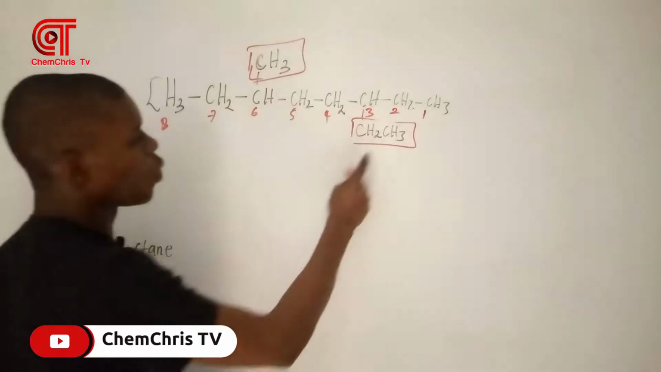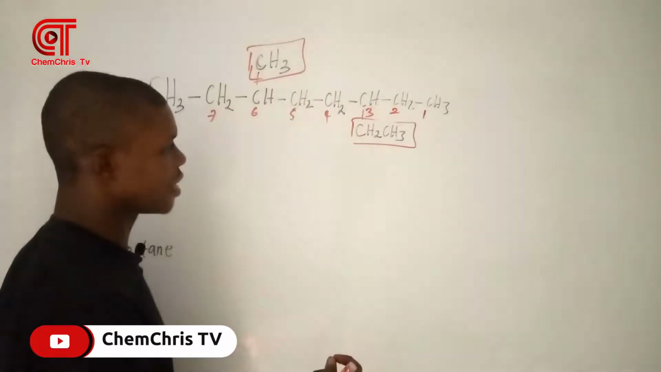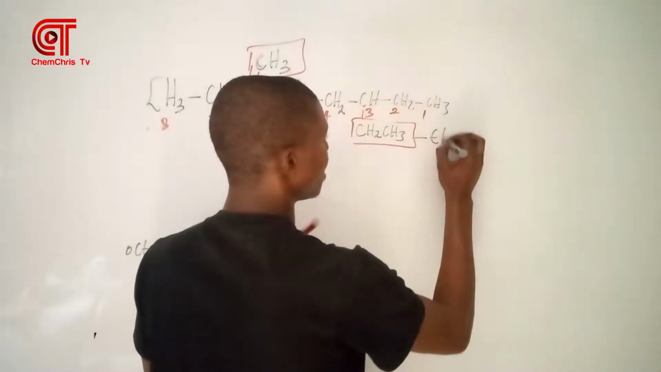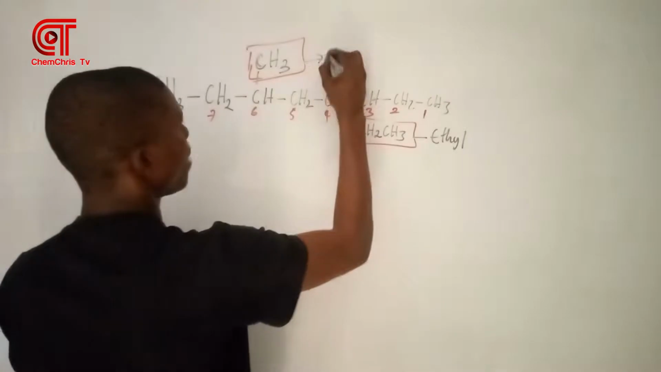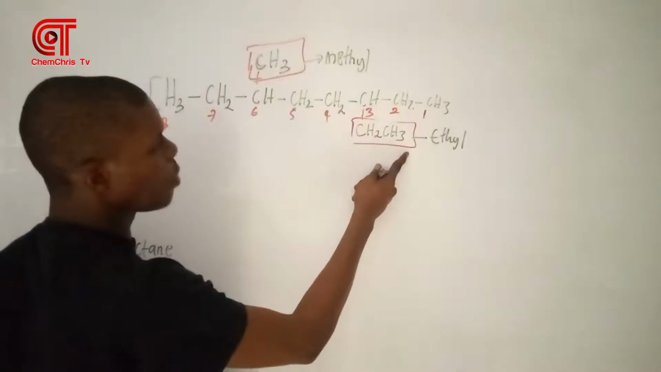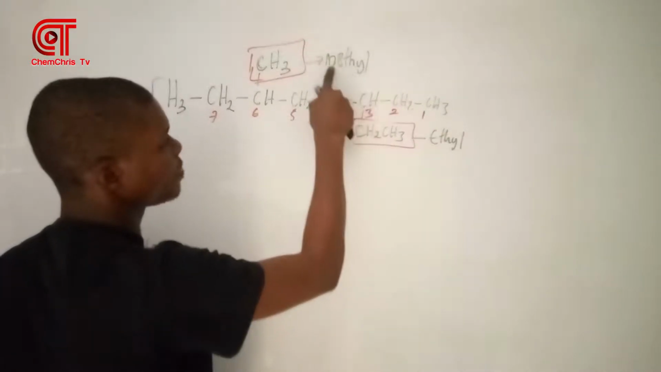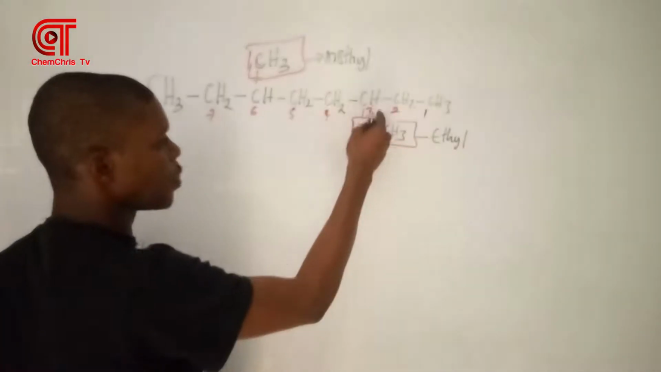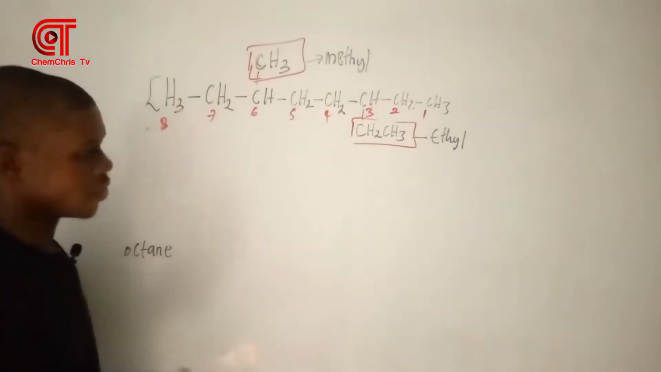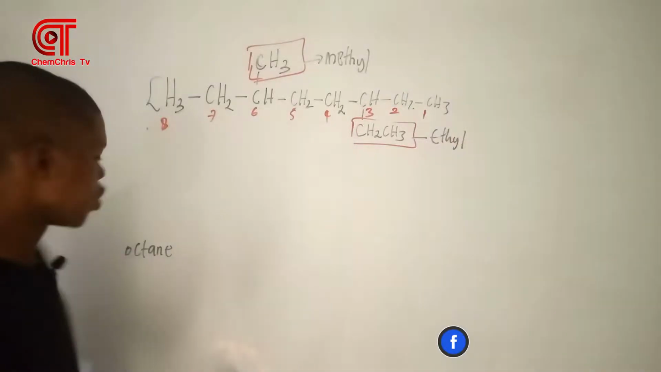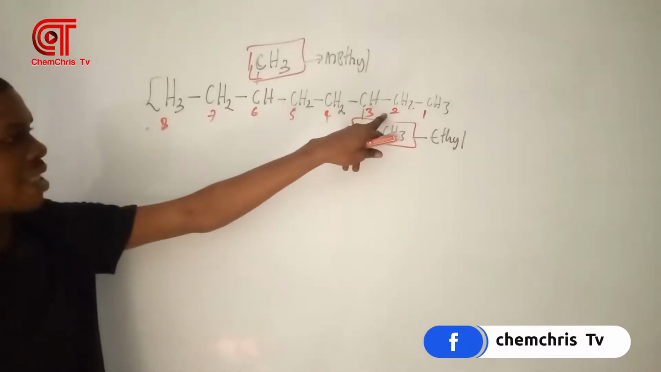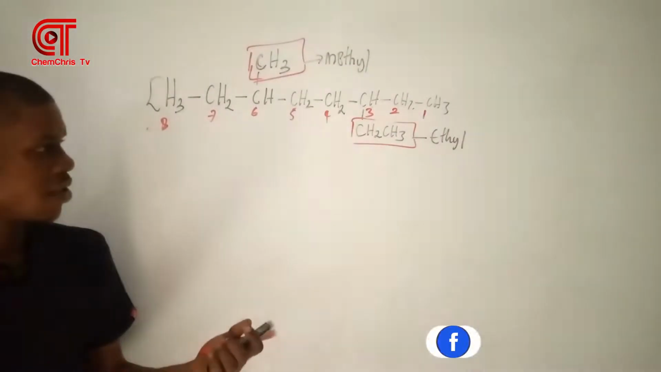So which will be my correct number? My correct number will not be the one whose side is facing alphabetical order, it will be the lowest possible number. What do I mean? Here is an ethyl group, and here is a methyl group. Ethyl comes before methyl in alphabetical order, so ethyl should get the lowest position. If I start from here, it's going to be position 6, but if I start from here, it's going to be position 3, right?